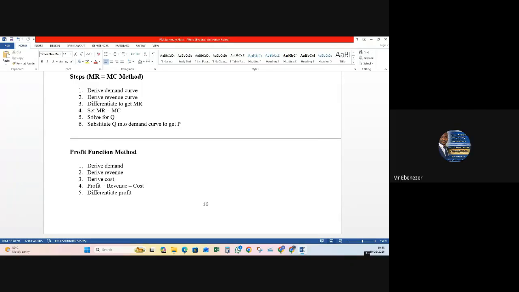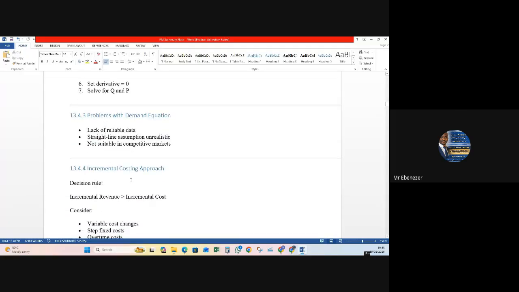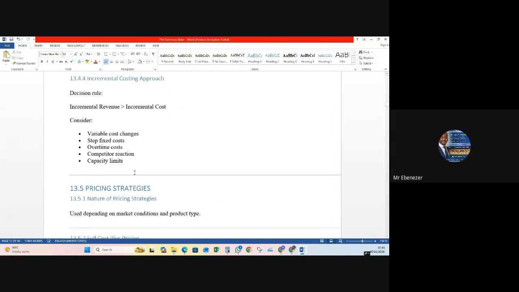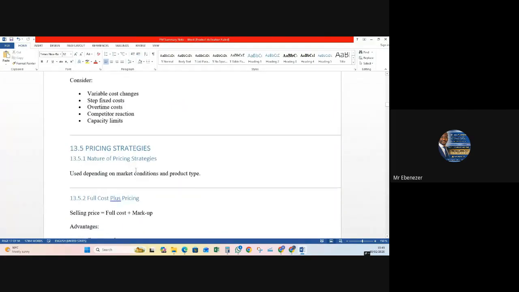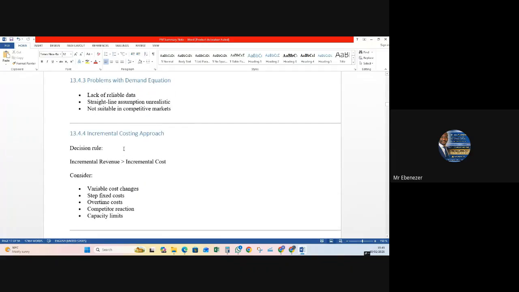Now, we have problems with demand equation. I'll soon be ending this class, so we'll end it at the incremental cost approach. Now, problems with demand equation. The problem there is, number one, we don't have reliable data. We don't have demand data. So lack of demand data, lack of reliable data will be a problem for our demand equation.